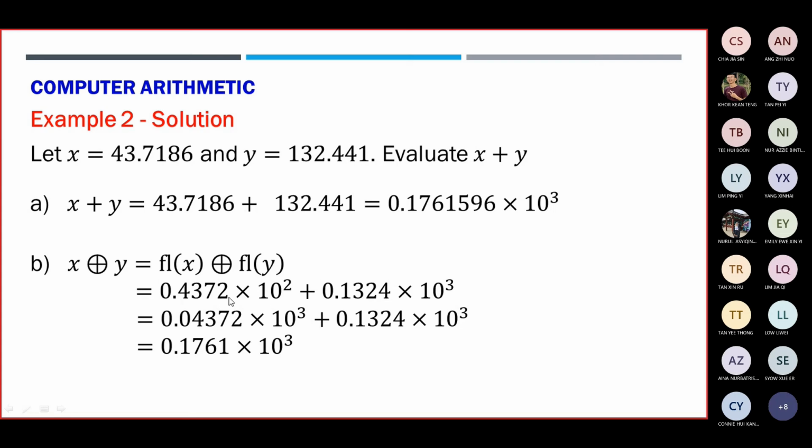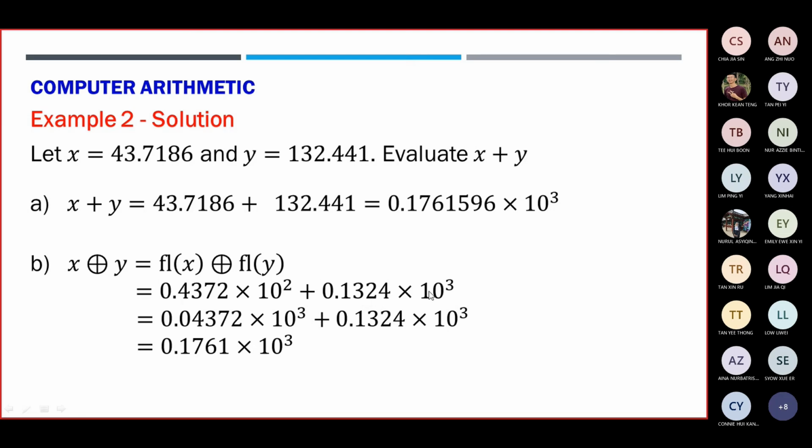It becomes 0.4372 times 10 power of 2. For the 4th digit, since there is an 8 after it, you round up, so the 1 becomes a 2. So you leave your answer as 0.4372 times 10 power of 2. Then you add it with the y value, which you need to round as well, with the same procedure, changing into NDFP form. So 0.1324 times 10 power of 3.